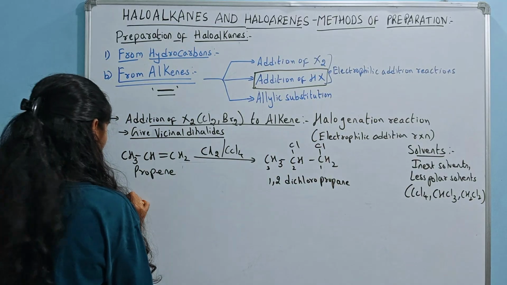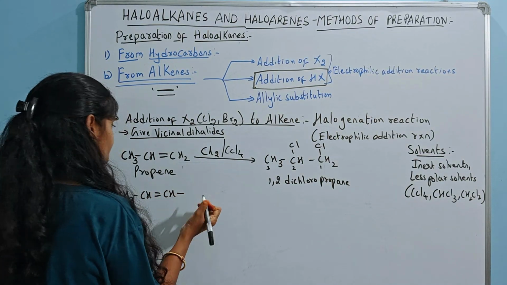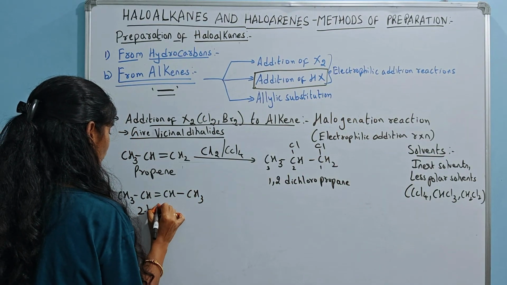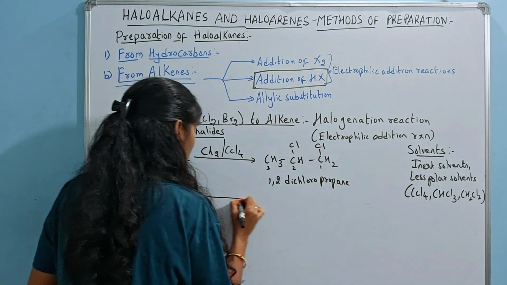Now here I can try bromination, taking CH3CH=CHCH3. What is the name of this compound? This is 2-butene. I can do bromination here.